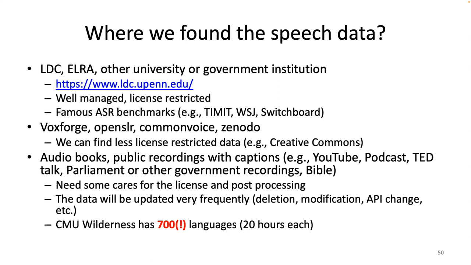By the way, there's one project at CMU that tries to collect Bible data, which has the Bible in many languages and the corresponding speech data. It covers over 700 languages, so it is probably one of the biggest multilingual speech datasets in terms of the number of languages. And this is managed by Professor Alan Black, who used to be here at CMU.